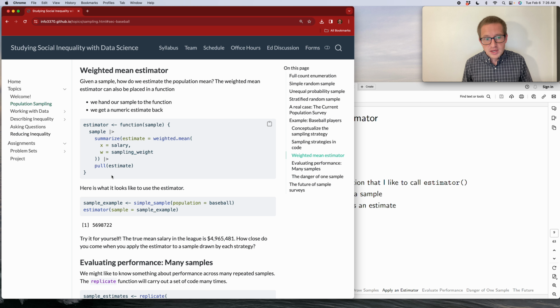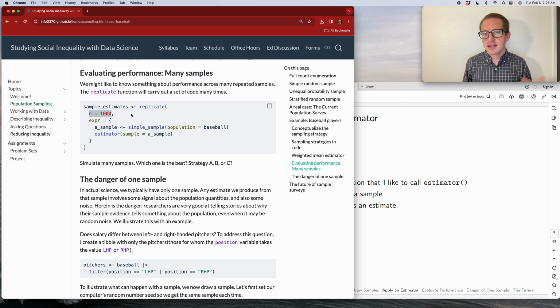Finally, in this example, we can actually draw many samples because we have the population. And so in R, we can have it run this many times. Here I'm doing that with the replicate function. So I'm calling replicate and telling it I want to replicate this action 1,000 times. What's the action I want to replicate? I have an expression here. The expression is what R is going to do each time on every replication. So it's going to draw a sample, which in this example is a simple random sample from my population, and it's going to return the result of applying the estimator to the sample. So I do this 1,000 times, and I can get a distribution of estimates.